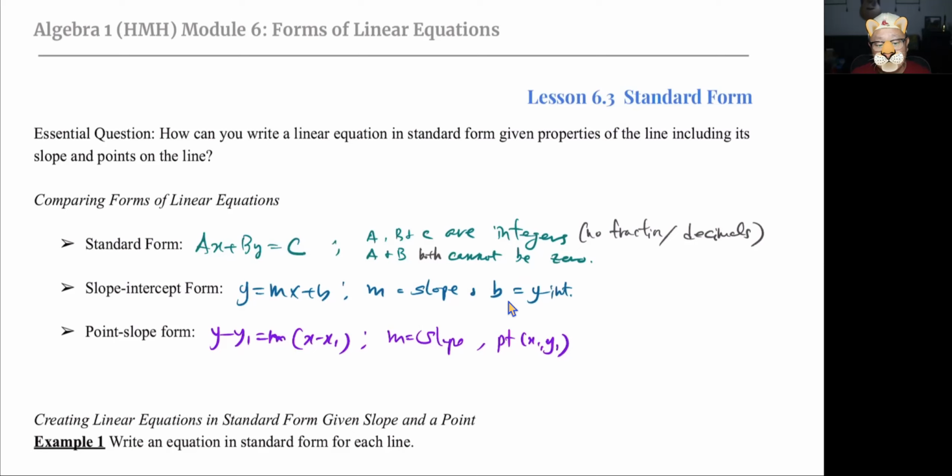And the slope-intercept form is y equals mx plus b, where m is slope, b is y-intercept. And point-slope form that we learned yesterday in the previous lesson, we have a slope m and a point (x1, y1). So point-slope form is when you utilize a point and a slope. So y minus y1 is equal to m times (x minus x1).